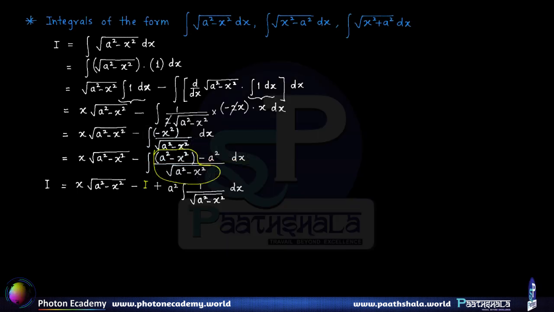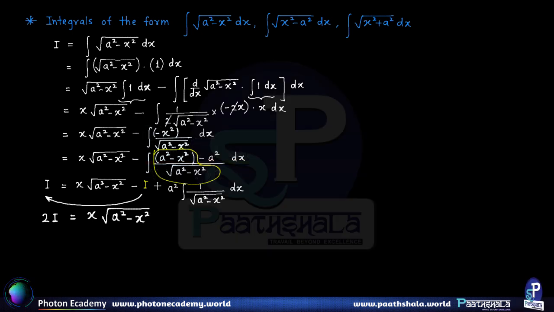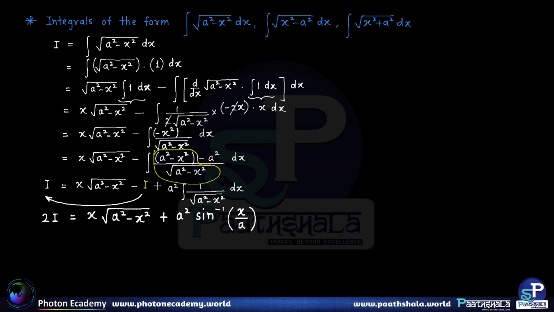Alright, now let us continue. So therefore based on this we bring I on the left hand side, so we get 2I on the left hand side equal to x into root of a square minus x square, which is the first term, plus, now in the second term a square is constant, so it will remain as it is, and integral of 1 upon root of a square minus x square is a standard formula as we have seen earlier, and that turns out to be sine inverse of x by a, plus say c1, which is a constant of integration.